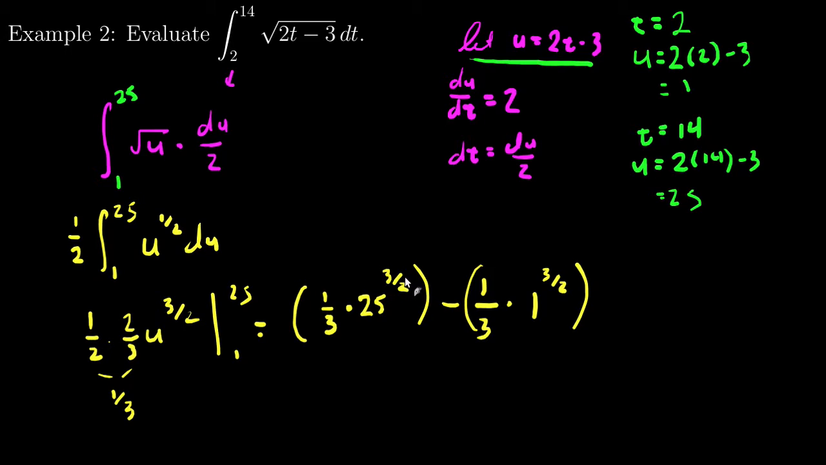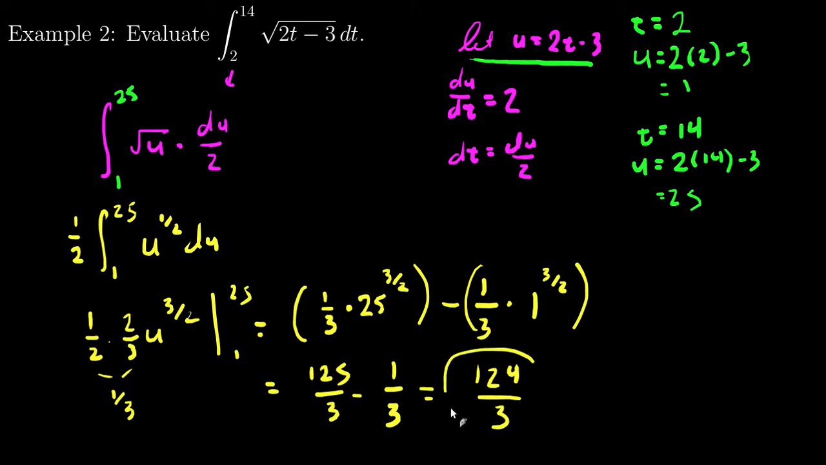25 to 3/2, the square root of 25 is 5. 5 cubed is 125, so that's going to be 125 over 3. The square root of 1 is 1. 1 cubed is 1, so it's going to be minus 1 over 3. That gives me 124 over 3, and this is not divisible by 3. Therefore, this is completely reduced.